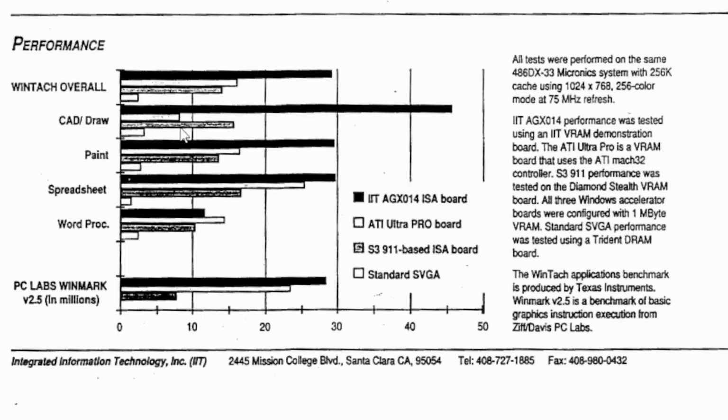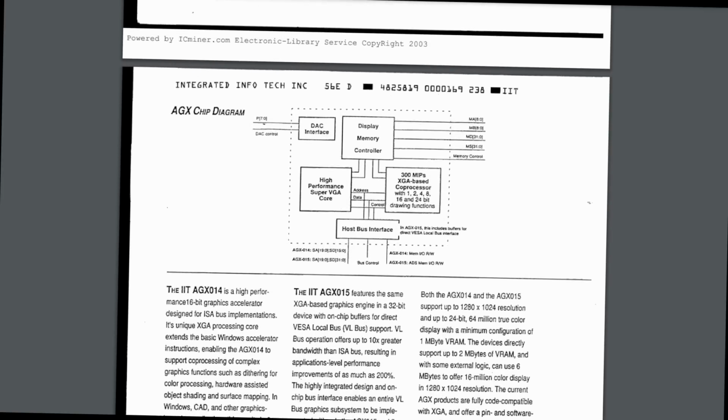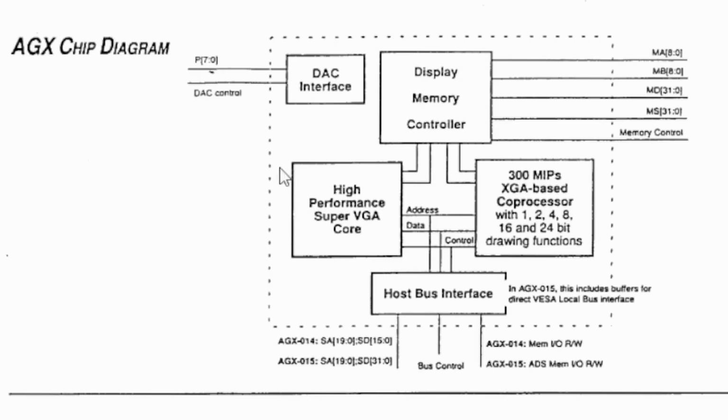And they timed their card against a bunch of carefully chosen competitors, including the super fast ATI and a standard Super VGA, whatever that is. This was done on a 486DX33 in the XJ mode, 1024 by 768, and of course they came out on top. Now, the chip itself had a Super VGA core. This was the Super VGA era, after all.